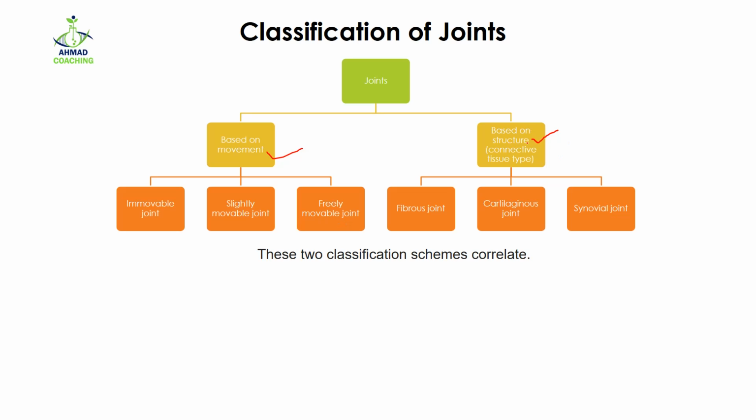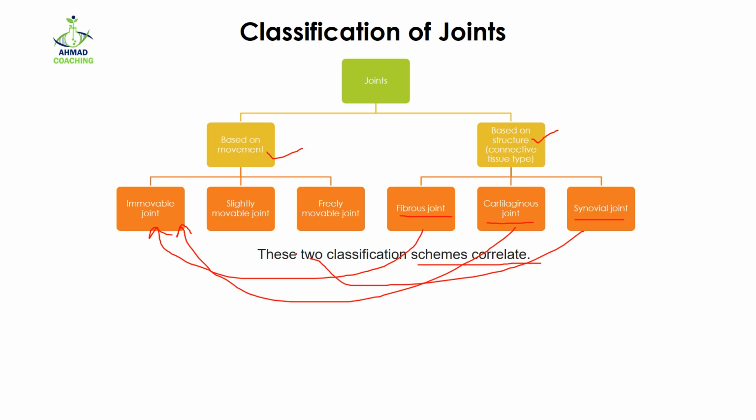While in the case of structure, we have three types of joints. The first is the fibrous joint, the second is the cartilaginous joint, and the third is the synovial joint. Now, these two classification schemes are correlated to each other. It means that fibrous joints may be immovable, while cartilaginous joints may be immovable, and they may also be slightly movable. So in this way they are correlated with each other.